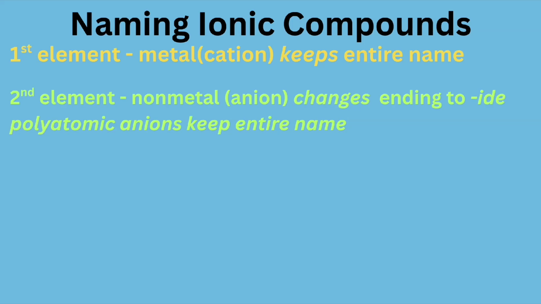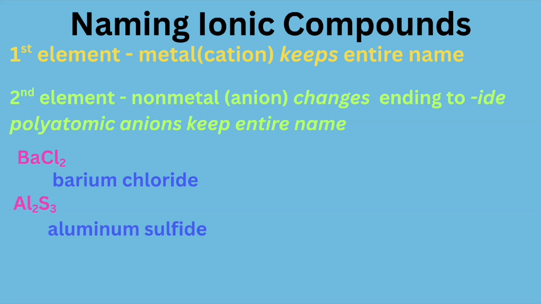All right, let's move on to naming. Naming ionic compounds is fairly straightforward. For your cation, you're just going to name what it is on the periodic table or what the polyatomic cation is. For your anion, you're going to change your ending to -ide. So chlorine would be chloride, sulfur would be sulfide, oxygen, oxide. Those are your examples. Let's look at these and see if we can do them.